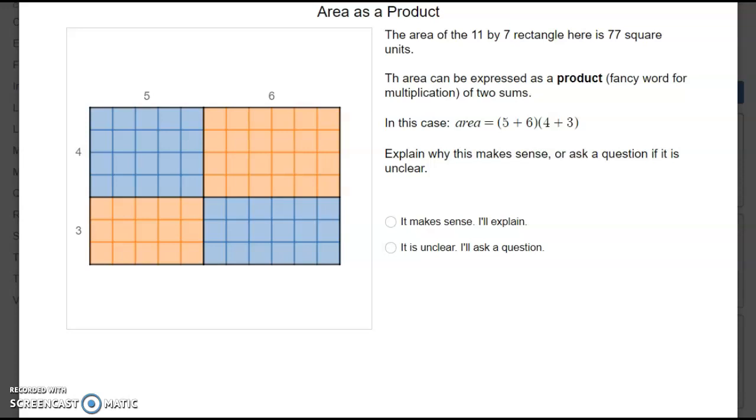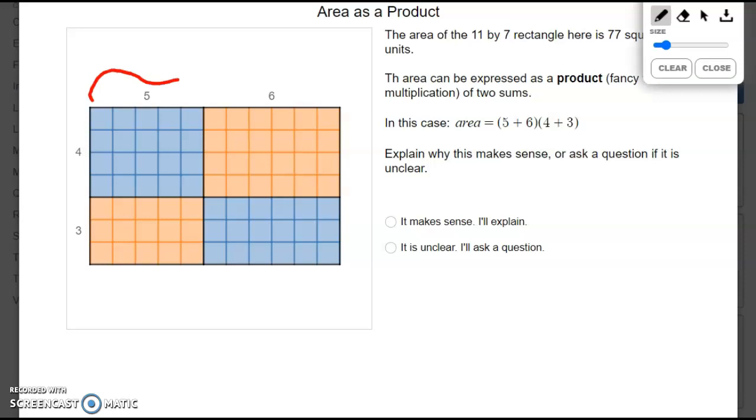Explain why this makes sense, or ask a question if it is unclear. Okay, 5 plus 6. What does 5 plus 6 represent? 5 plus 6 actually represents this length, doesn't it? This length from here to there is 5 here, and then another 6. So it's really 11 together, but it can be broken down as 5 plus 6. So this is the length, and 4 plus 3 is the width, which is the same as 7. So this is the length, and this is the width.